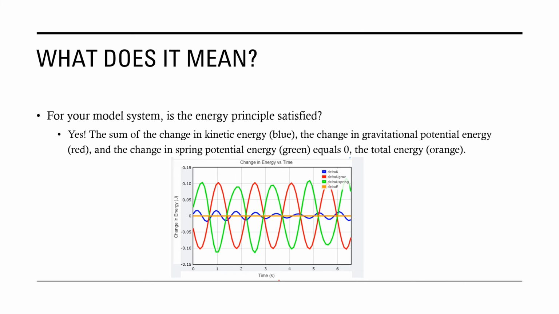So what does this all mean? For your model system, is the energy principle satisfied? The answer is yes. It is satisfied because total energy is equal to 0. Total energy is that line in orange. It's constant. If it were not equal to 0, it wouldn't be constant like that, but it is. So the energy principle is satisfied.